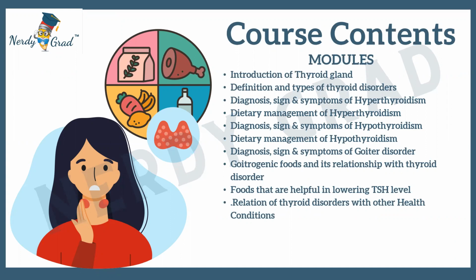Next module contains diagnosis, signs and symptoms of hypothyroidism. Next is dietary management of hypothyroidism. Next is diagnosis, signs and symptoms of goiter disorder. Next is goitrogenic foods and their relationship with thyroid disorder, because this is a very important module, because goitrogenic foods play a very important role in thyroid management.